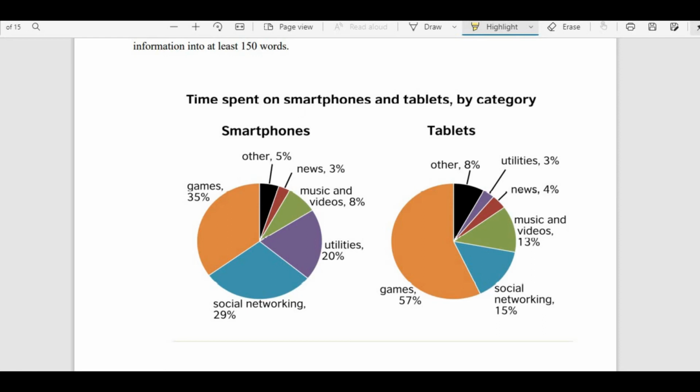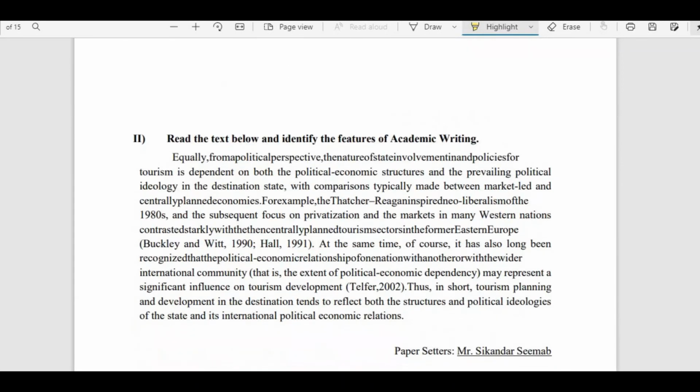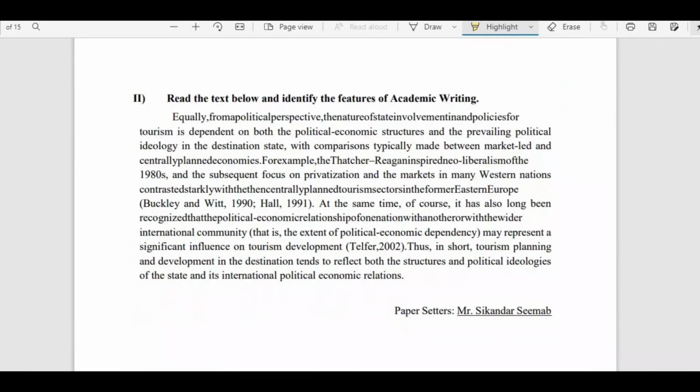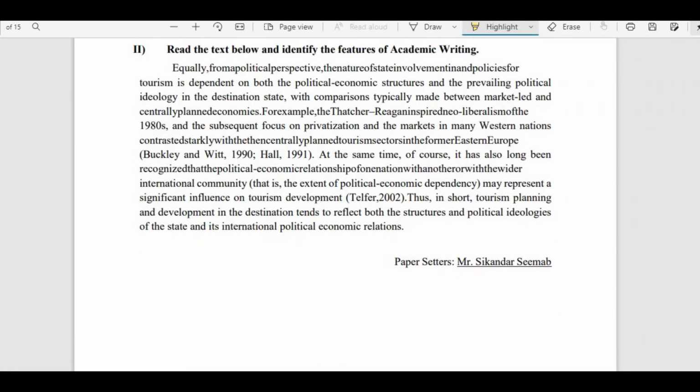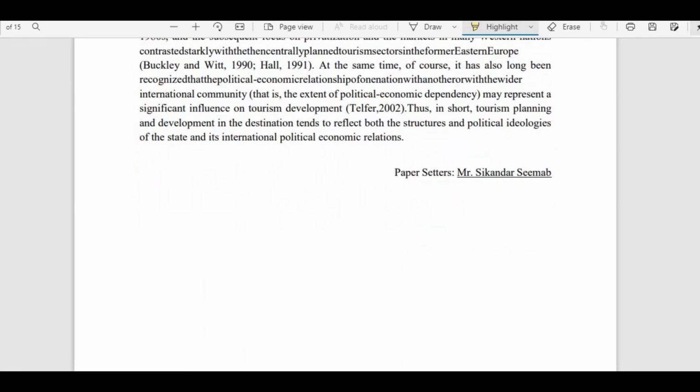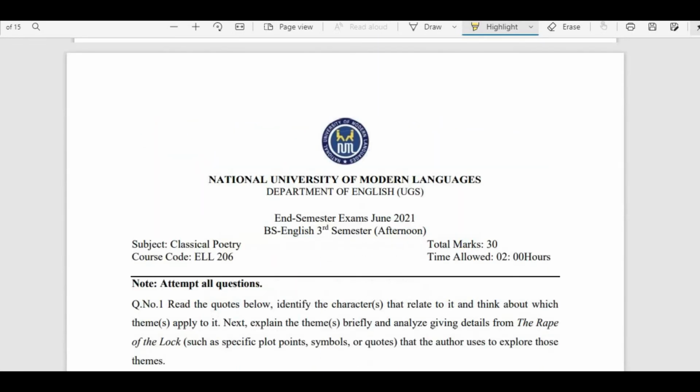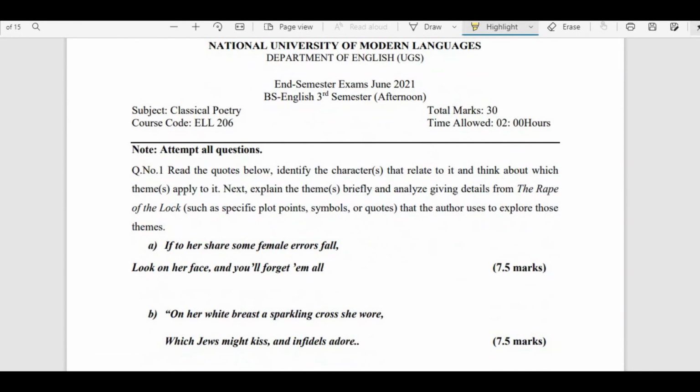All right, and now read the text below and identify the features of academic writing. The same question, the same features. It's formal academic vocabulary full of references and all of these. And this is the classical poetry and drama paper.